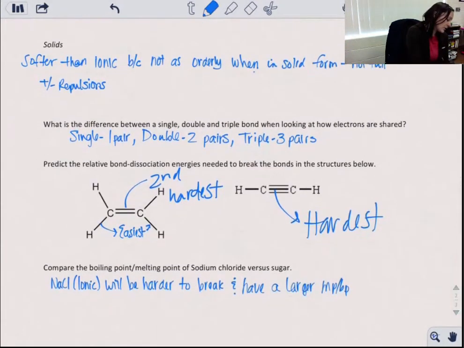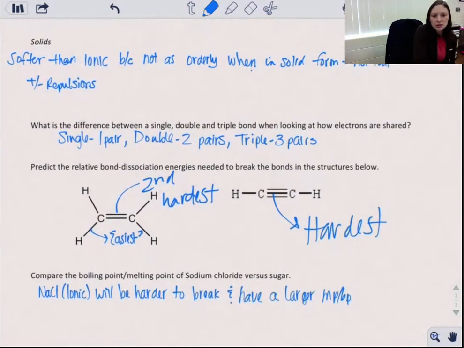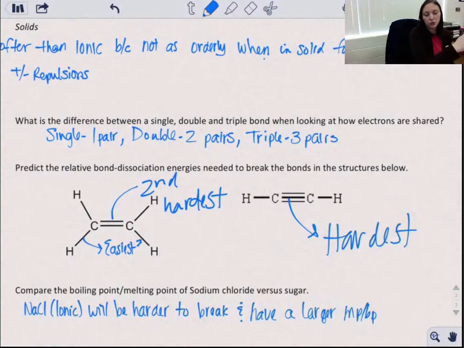So we're going to look at these questions here, and I already have them answered. All right. What is the difference between a single, double, and a triple bond when you look at how electrons are shared? Single is one pair. Okay. A double is two pairs, and a triple is three pairs.